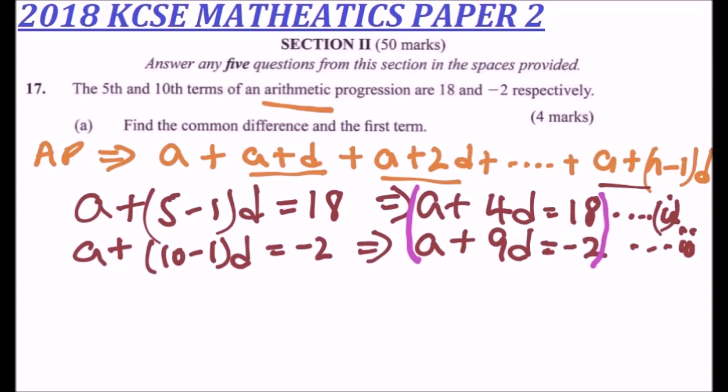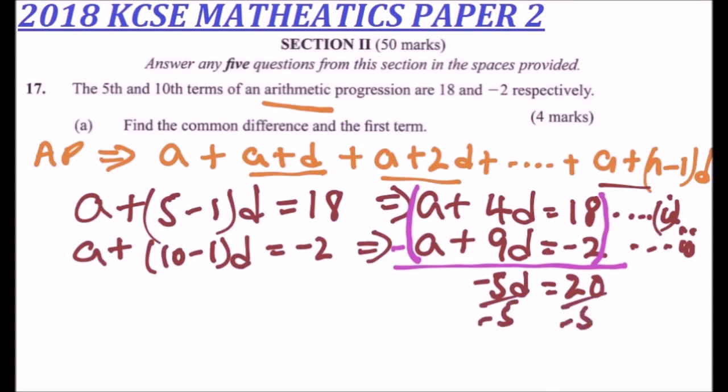So we can eliminate a. To eliminate a, we subtract. So we should end up with this: a minus a is 0. 4d minus 9d gives you minus 5d, equals 18 minus minus 2, which gives you positive 20. When you divide minus 20 by minus 5, you realize that our d is equal to minus 4. So we have our d.